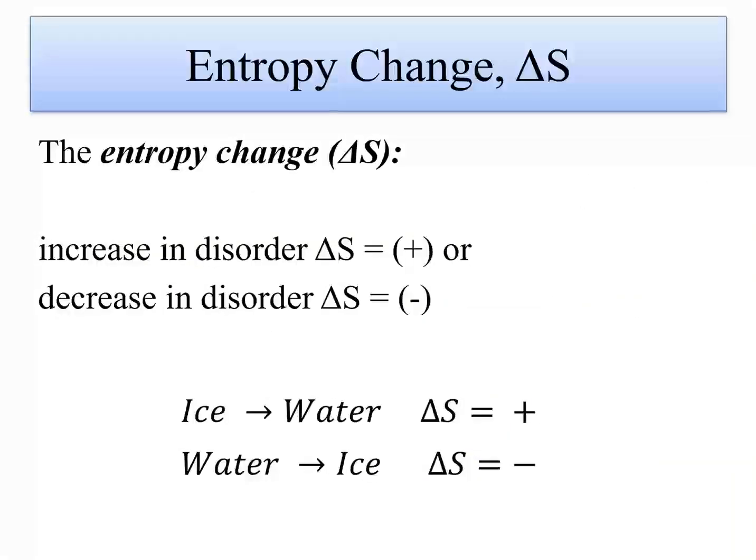The entropy change, delta S, is the increase or decrease in disorder as a chemical reaction or physical change occurs. If there is an increase in disorder, we show a positive sign for delta S. If there is a decrease in molecular disorder, then this is shown with a negative sign for delta S. So here, delta S is going down. Here, delta S is going up. Increase, positive sign. Decrease, negative sign.